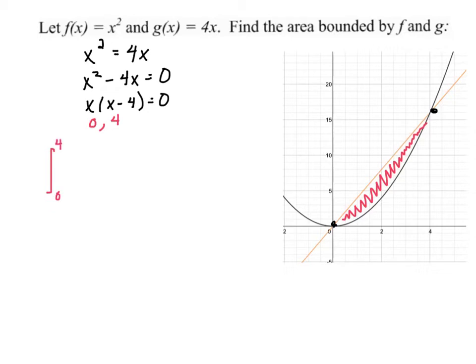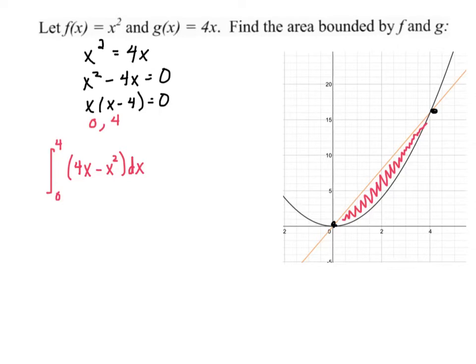Now the next thing you've got to be concerned about if you don't have a graph is which function's on top and which function's on the bottom. Maybe the easiest thing to do is to pick an interior point. By interior I mean one between your bounds. So maybe 2. If you plug 2 into f of x, 2 squared is 4. If you plug 2 into g of x, 4 multiplied by 2 is 8. So g of x is the top function. So we do top minus bottom, like that.